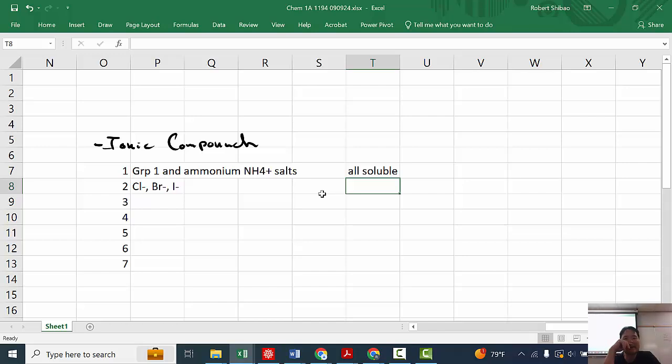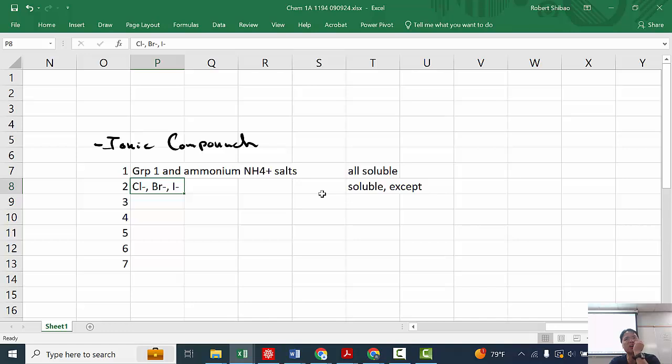Cl minus, Br minus, and I minus are called, just name them. Chloride, bromide, and iodide. These are soluble except for which ones? Actually, no, you know what? This shouldn't be 2. This should be 3.